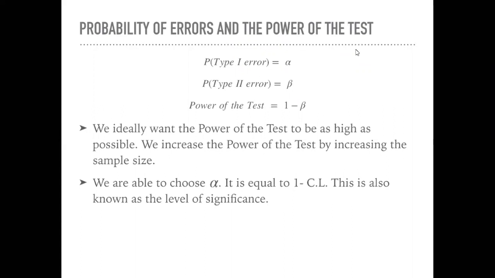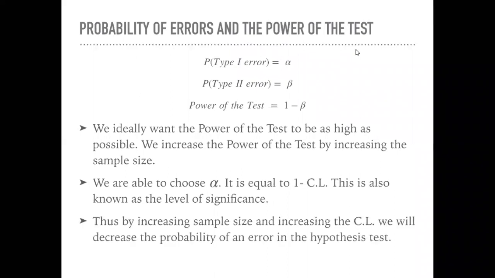Now, how do we make alpha, or probability of type 1 error, small? Well, we're able to choose our value for alpha. It's equal to 1 minus the confidence level. So this is also known as your level of significance. So choosing a very small value for alpha or a high confidence level, that's going to give you a smaller probability for a type 1 error. So by increasing your sample size and increasing the confidence level, we decrease the probability of an error in our hypothesis test.